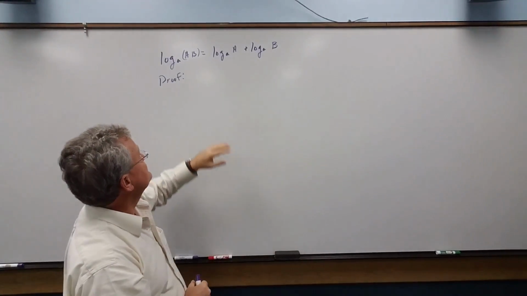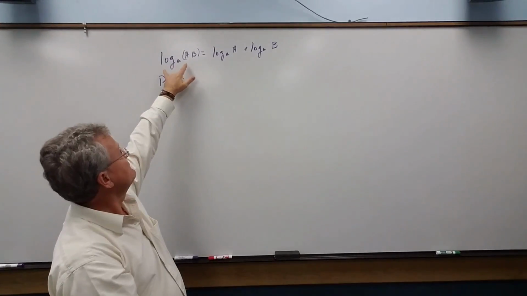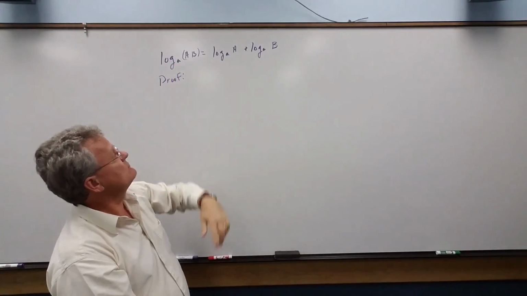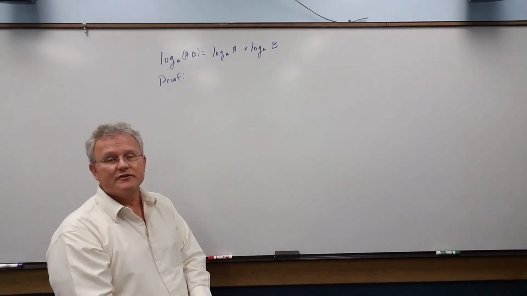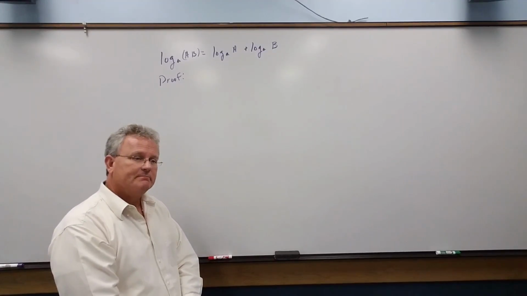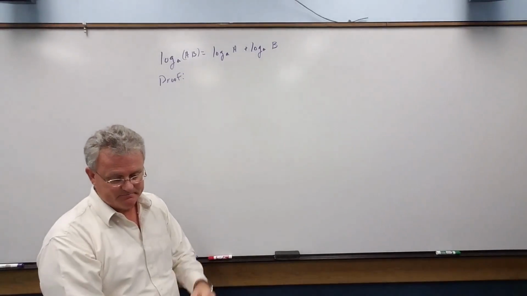All right, so here we're going to take a look at the product property of the logarithms. The log of AB equals the log of A plus the log of B. And I'm going to do a proof. This isn't a very involved proof, and high school students should be able to follow it.